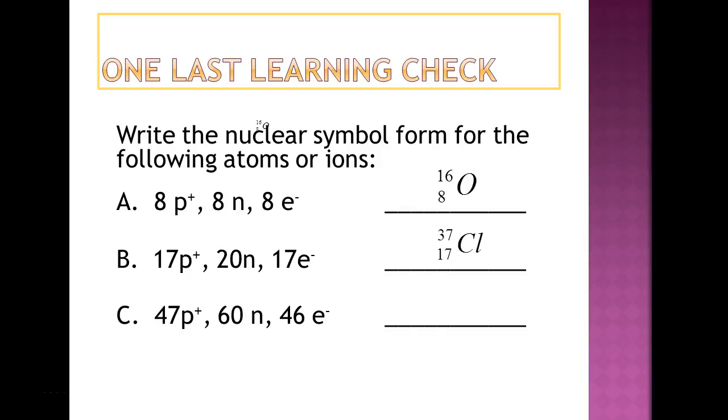All right, last one, 47 protons. That's going to tell us our atomic number to figure out what element or atom we're looking up. Okay, so number 47 on your periodic table is silver, Ag. We have neutrons is 60. So to figure out the mass number, 47 plus 60, so it would be 107. And then we have 46 electrons. So we figure out if we're an ion or not. So we have 47 positive protons, 46 negative electrons.